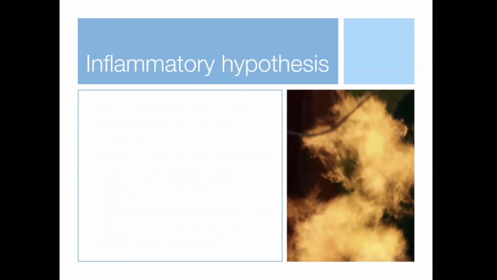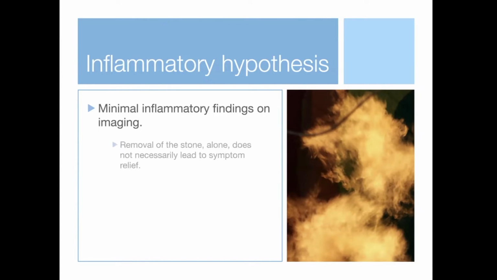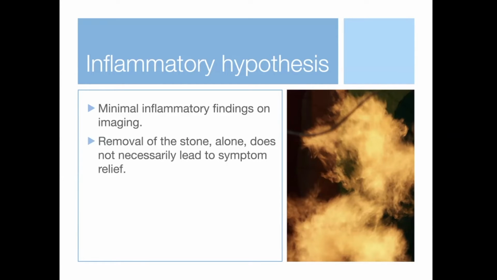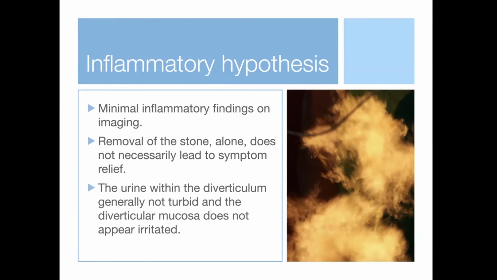There's also an inflammatory hypothesis for why they're symptomatic. Minimal inflammatory findings can be seen on imaging. Removal of the stone alone doesn't always lead to symptom relief, arguing again that it's not just a relief of obstruction. And again, the urine within the diverticulum generally is not turbid, and the diverticular mucosa does not usually appear irritated under endoscopy.